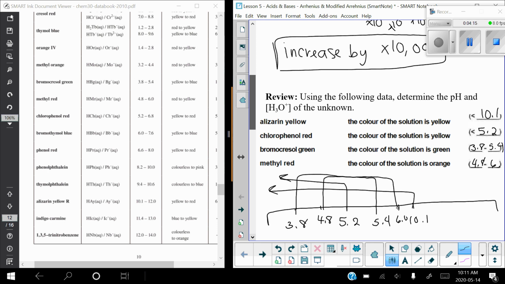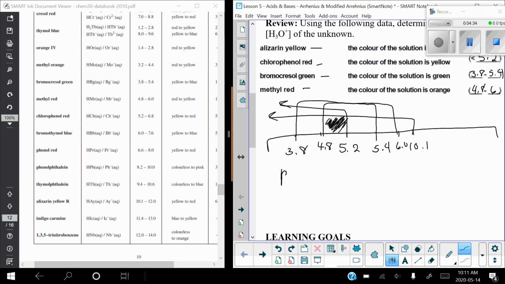So now you're looking for where you see 4 lines overlapping. And I see 4 lines overlapping right here. The reason why I'm saying 4 is because we have 4 indicators. You want to see where all 4 of those overlap. So the pH range is 4.8 to 5.2. Remember, you have to report a range, otherwise we're not sure. It's somewhere in between that range, so you have to report the full range.